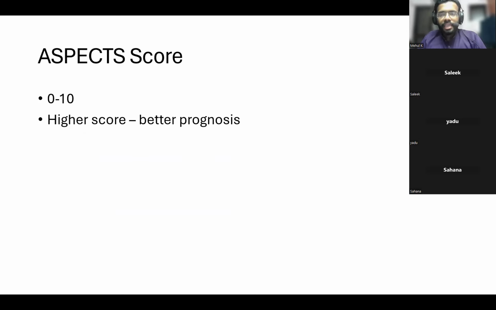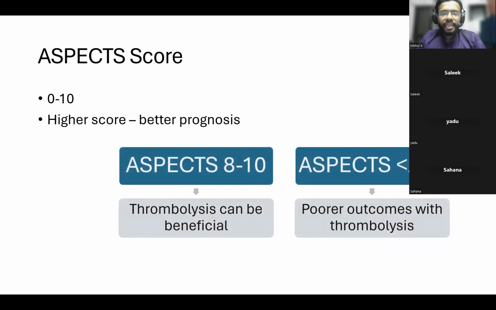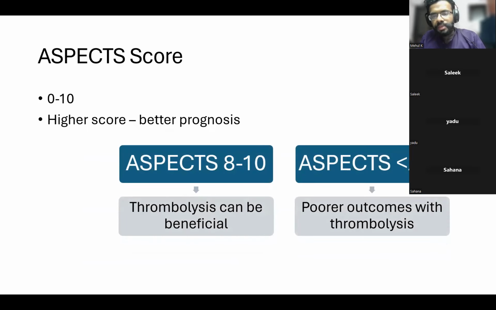ASPECTS, again as I told you, generally starts from 10 and you start subtracting from that. The higher the score, the better the prognosis. Again, at 8 to 10, thrombolysis can be beneficial. At 7 or less, thrombolysis is probably best avoided.